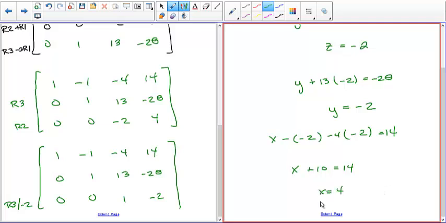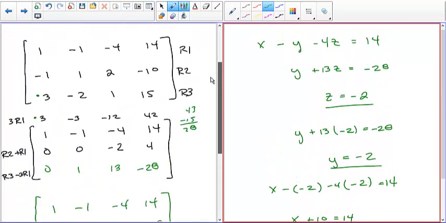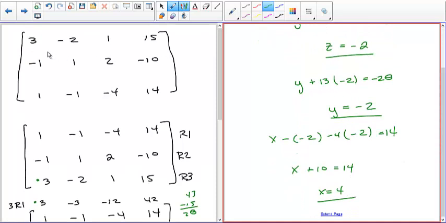So that's my solution. And again, I can go back to my original equations and double check to make sure they work before I go any further. So let's just try it here. Let me just try the first one. If one of them works, then probably all are going to work. So you'd have 3x minus 2y plus z, that should equal 15.